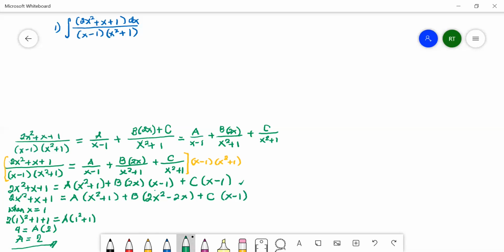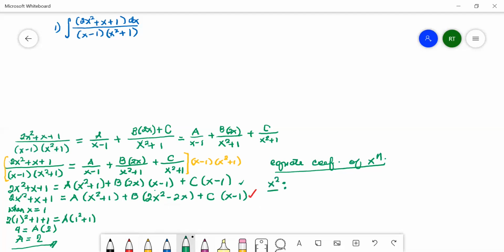And we are going to equate coefficients of x raised to n. We are going to start with the highest power of x. If we look at this form, the highest power of x is x squared. Hence, we will equate coefficients of x squared first. So, equating coefficients of x squared.